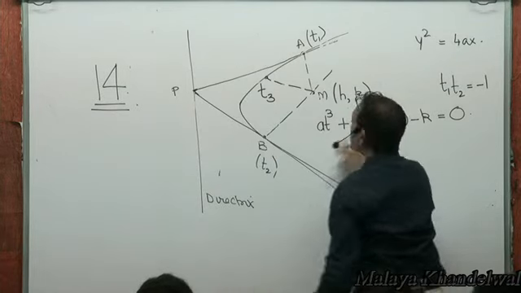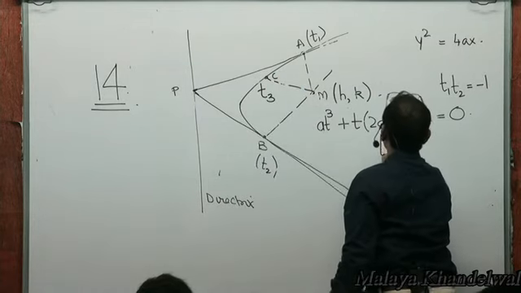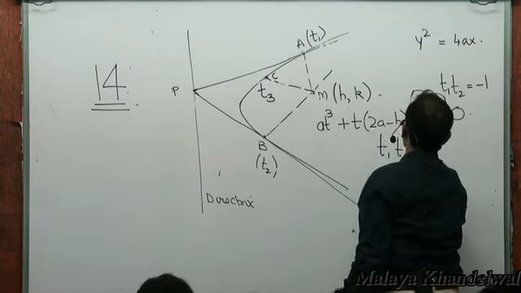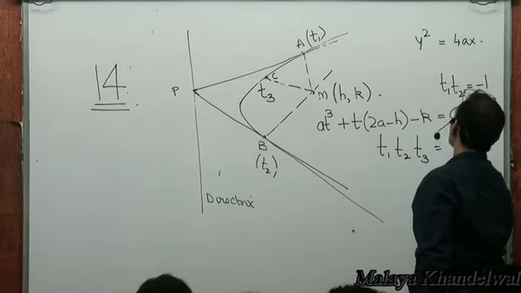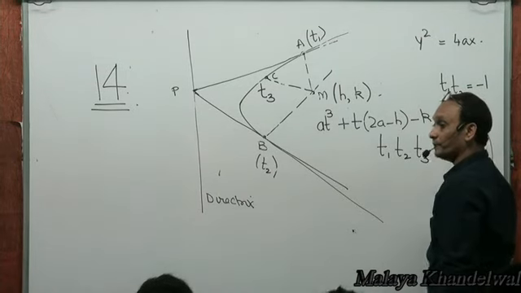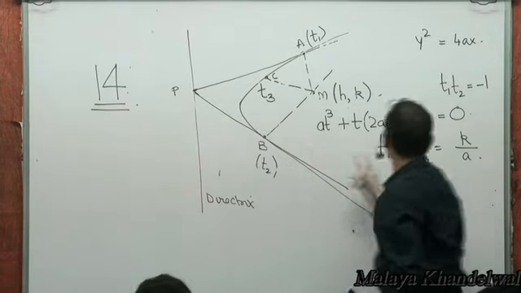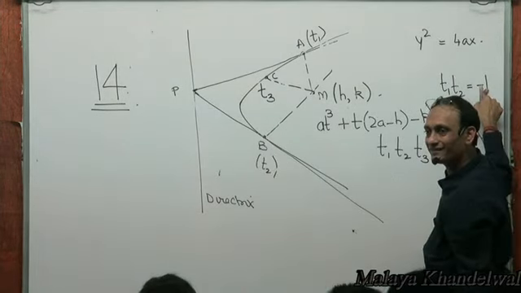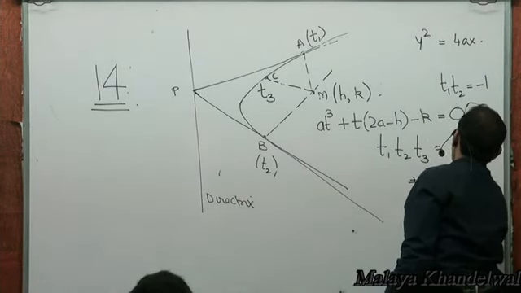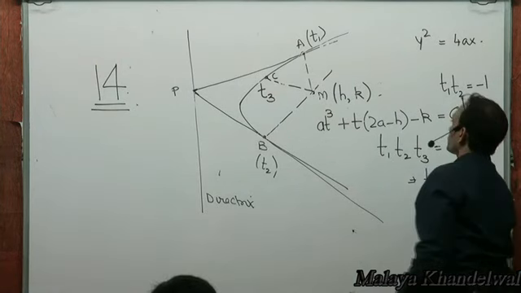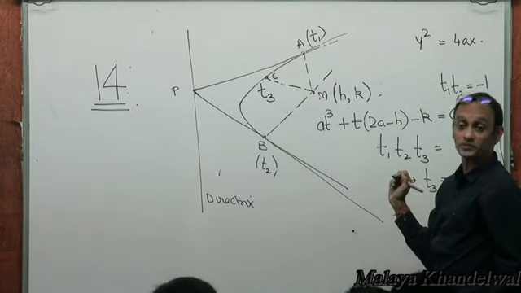Now, if T1, T2, T3 are the roots, then the product of the roots T1 T2 T3 is minus 1 cubed into minus k by a, right? But AB is a focal chord because P lies on the directrix, so T1 T2 must be minus 1. That gives me T3 equal to minus k by a.